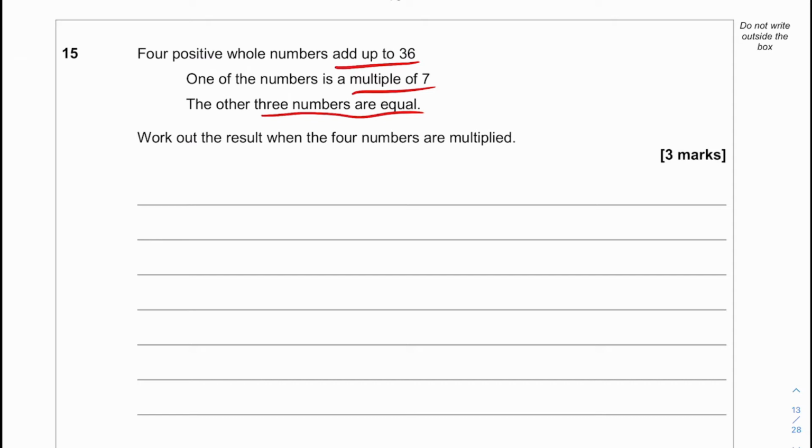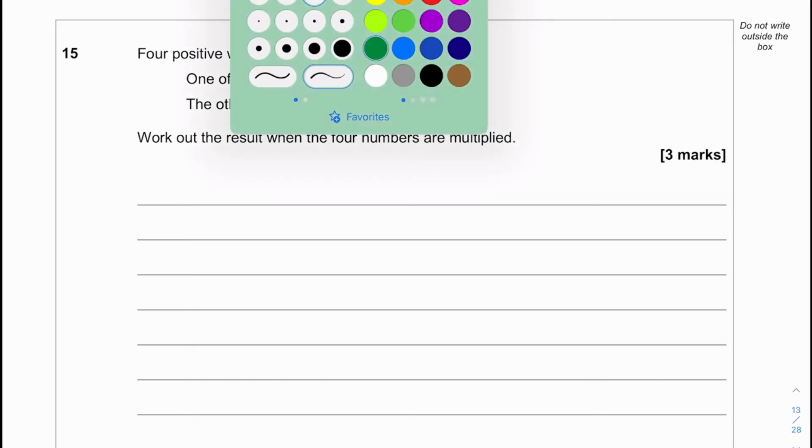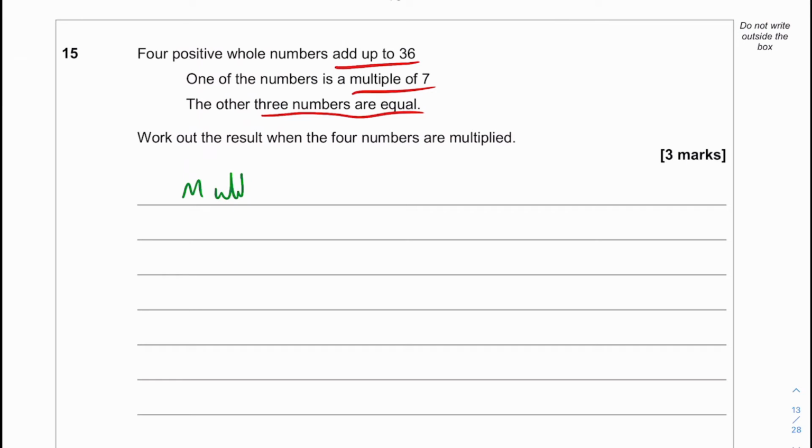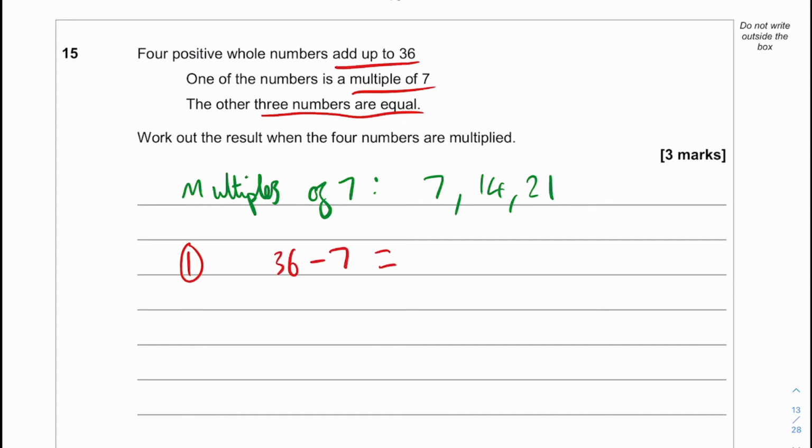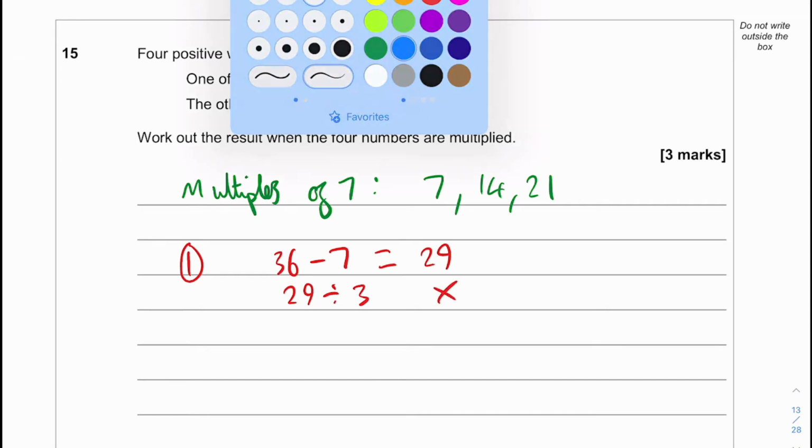So let's go for the first multiple of 7. I'll just write down here, multiples of 7, and then we'll put the first few, so 7, 14, and 21. Okay, so let's use 7 first. We'll do our 36, this is attempt number 1, so 36 take away 7 is equal to 29, and then we try and divide 29 by 3 to find the 3 equal numbers, and we can't do that, so it doesn't work. Okay, we move on to our second attempt.